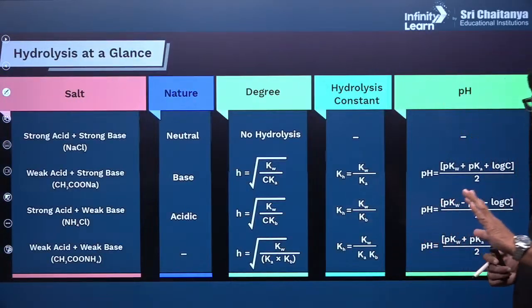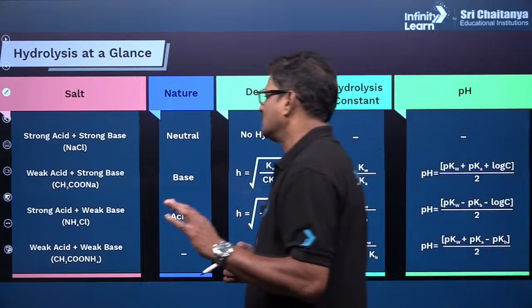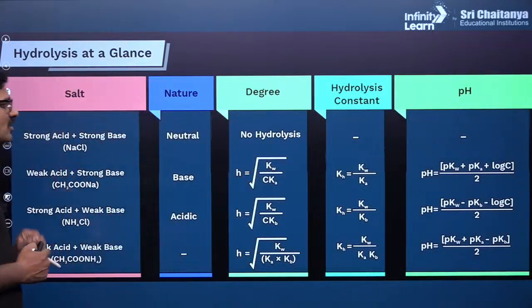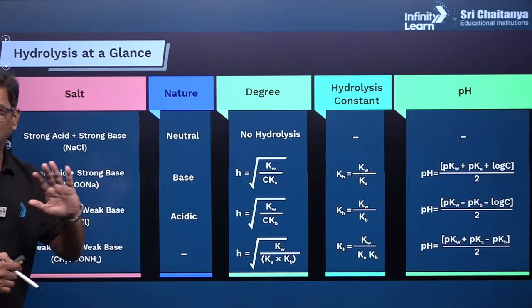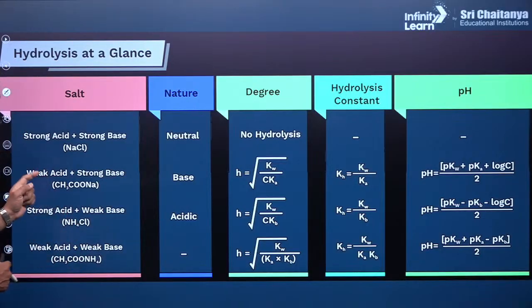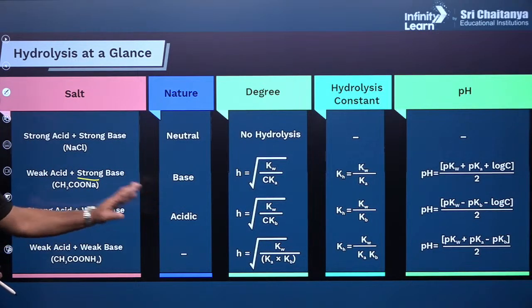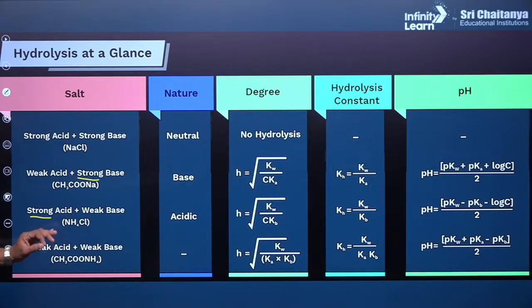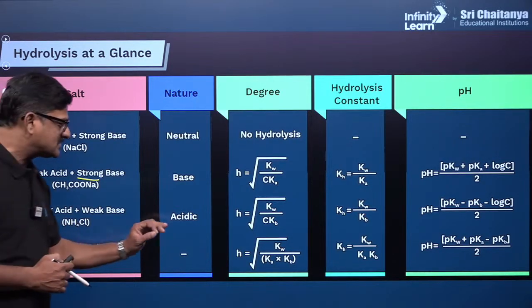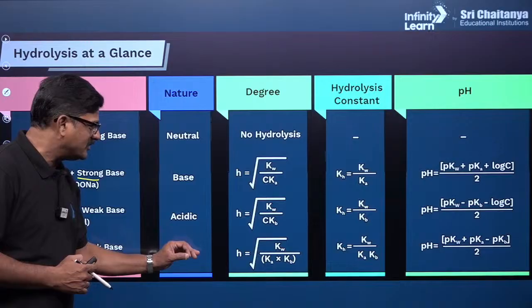You have various types of salts. Salt of a strong acid and a strong base is neutral and no hydrolysis takes place. Salt of a weak acid and a strong base is basic in nature, and strong acid and weak base, it is going to be acidic, and weak acid and weak base, this could be slightly acidic or slightly basic.